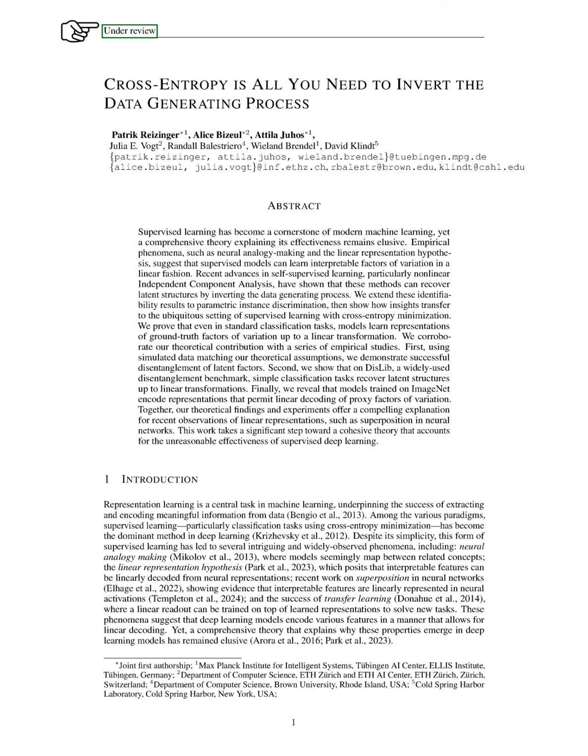Section: Introduction. In this section, we discuss representation learning, which is crucial in machine learning for extracting and encoding valuable information from data. Supervised learning, especially classification tasks that minimize cross-entropy, has become the leading approach in deep learning. Despite its straightforward nature, this method has led to fascinating phenomena, such as neural analogy making, the linear representation hypothesis, and the success of transfer learning. These suggest that deep learning models can encode features in a way that allows for linear decoding. However, a complete theory explaining why these properties arise in deep learning models is still lacking.